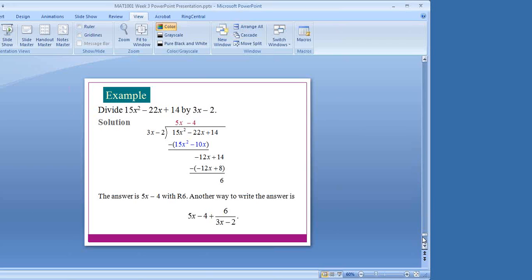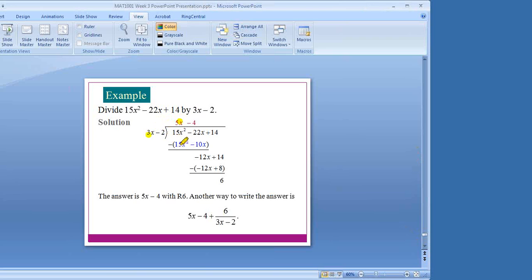I'm looking at this. I've set it up. I've got my 3x minus 2 on the outside, the 15x squared minus 22x plus 14 on the inside. Remember, by the way, if you have a term that's missing on the inside, like let's say I didn't have an x term, I'd have to put a 0x term just so everything stays lined up. So I'm thinking, what times 3x is going to be 15x squared so that when I subtract, it drops out. So 5x is the choice I'm going to make because look what happens.